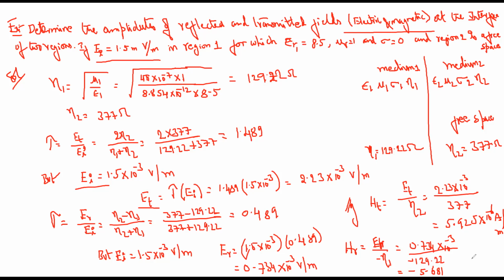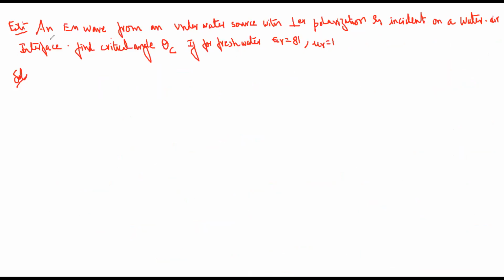Coming to the next example: an electromagnetic wave from an underwater source with perpendicular polarization is incident on a water-air interface. Water to air means the wave is transmitted from inside the water to the air.